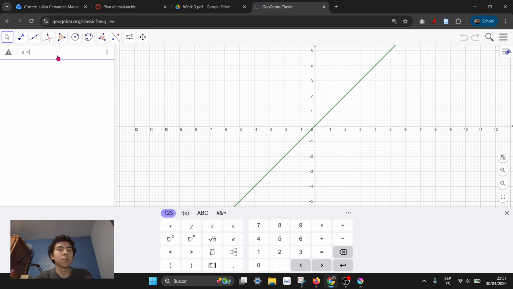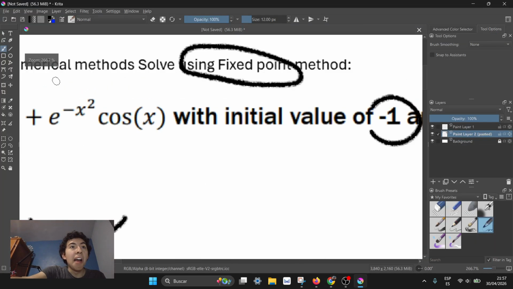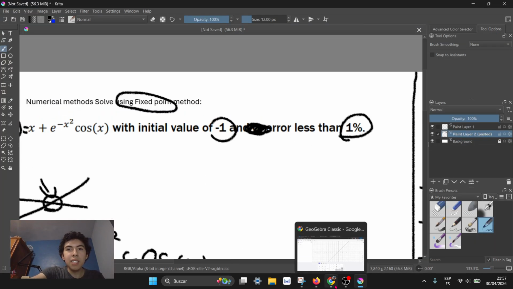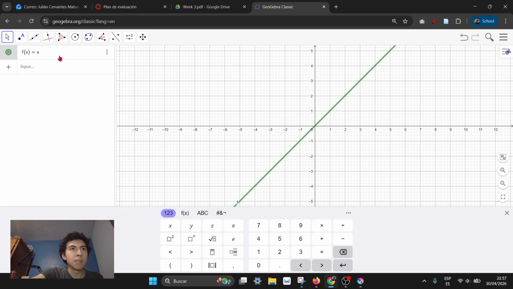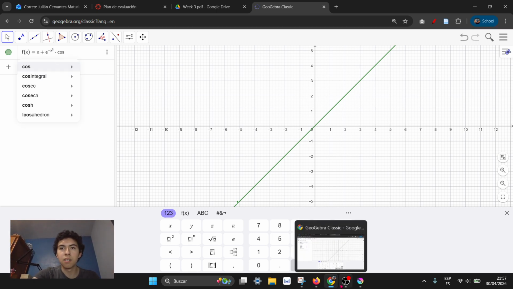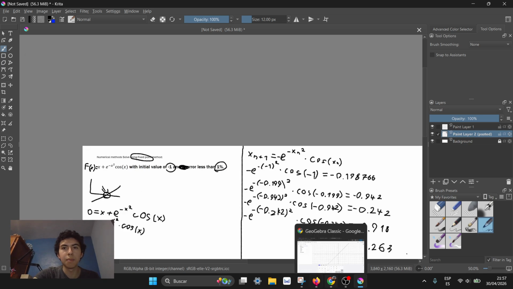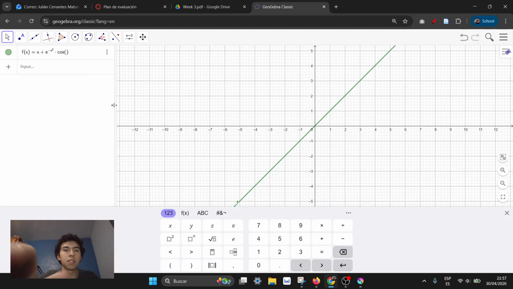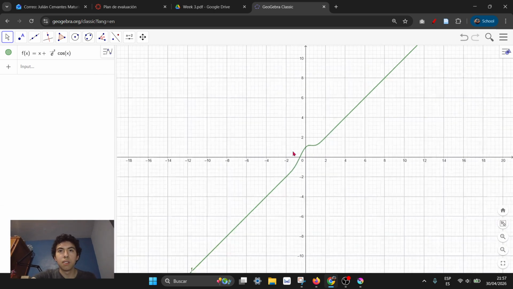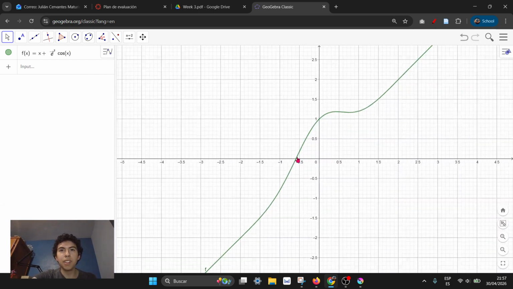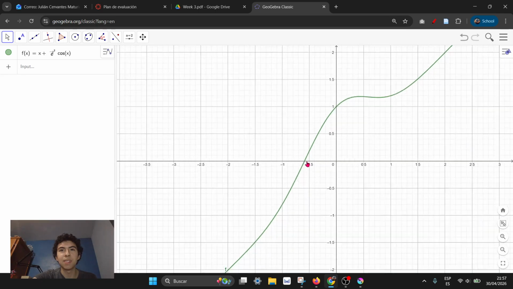X equal, no. X, what was the original function again? Wait. X plus e to the minus x squared, times cosine. It was times, right? If I'm not mistaken. Yep. Multiplication times cosine of x. And it has a single point. That's okay. That's beautiful.